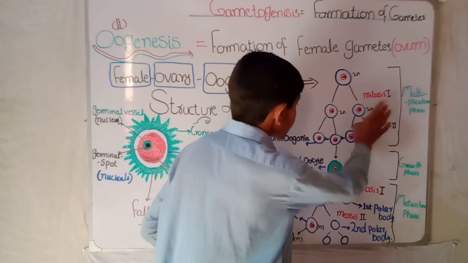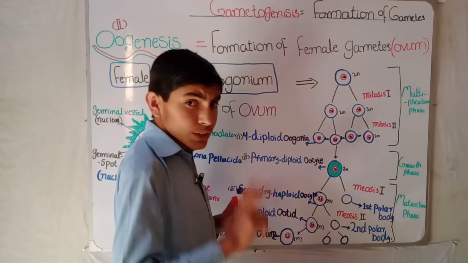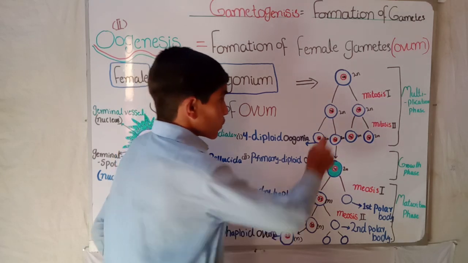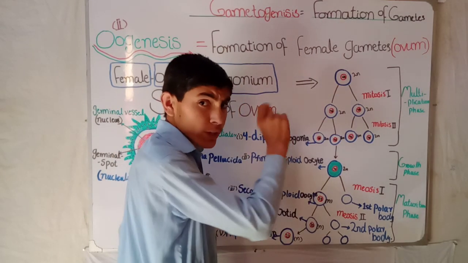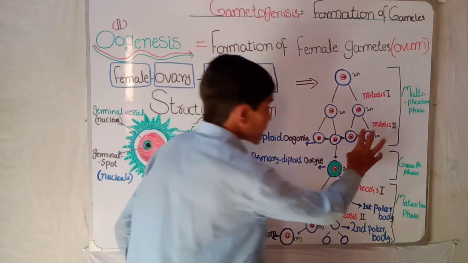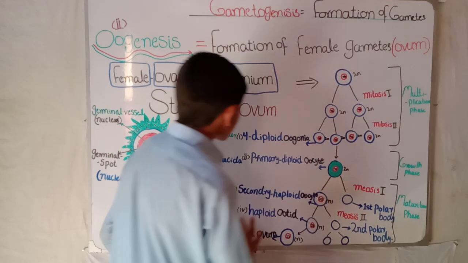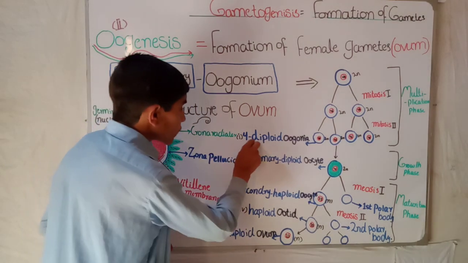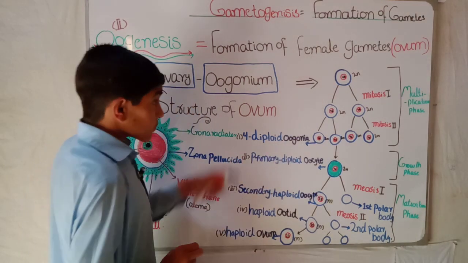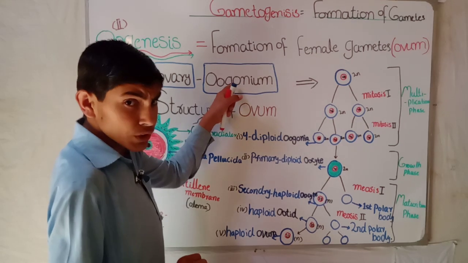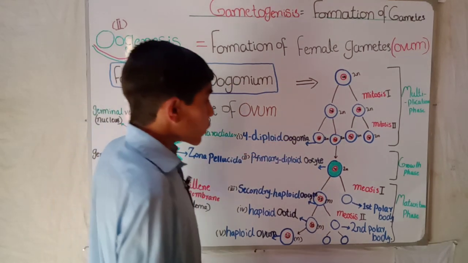The one time it produces 2 diploid cells. I'm talking about the human, where there are 46 chromosomes. Each cell produces 2, so we get 4 diploid oogonia. This was the singular oogonium, but now it is called oogonia.